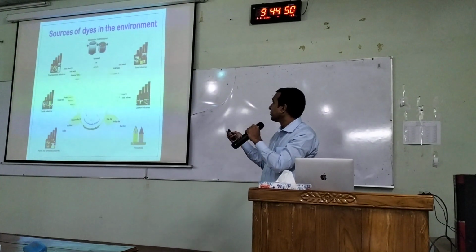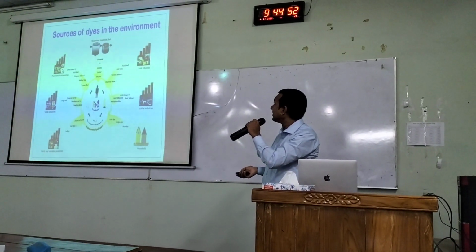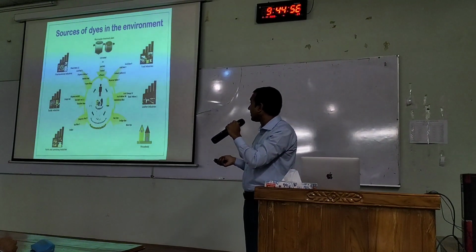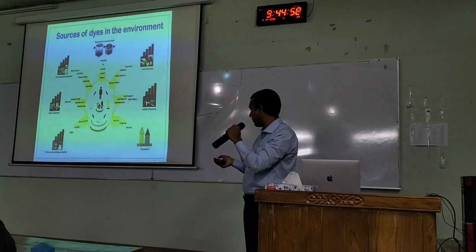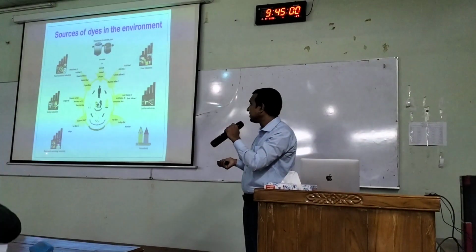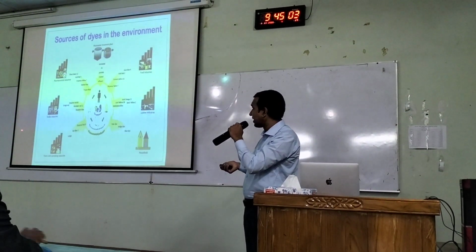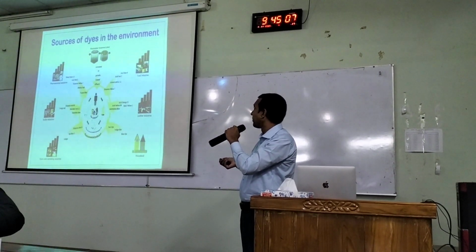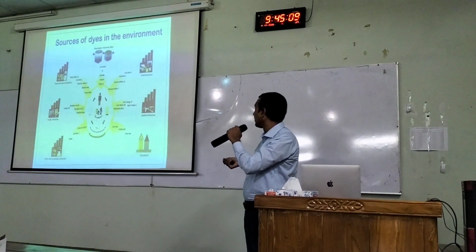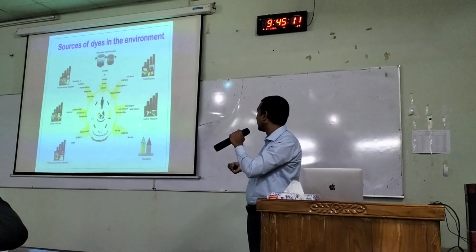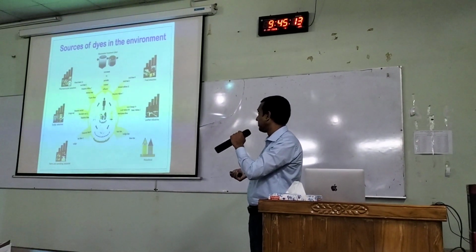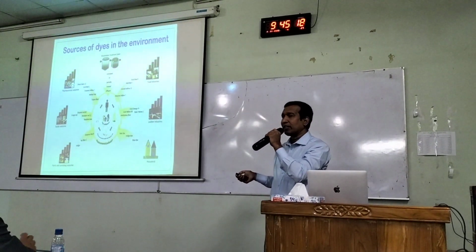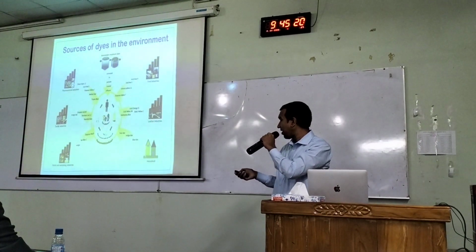Let us start with the sources of dyes in the environment. Major sources of dyes in the environment include paints and varnishing industries, textile industries, pharmaceutical industries, treated or partially treated effluents, food industries, leather industries, and household activities. So these dyes in water bodies create a huge problem for our environment.